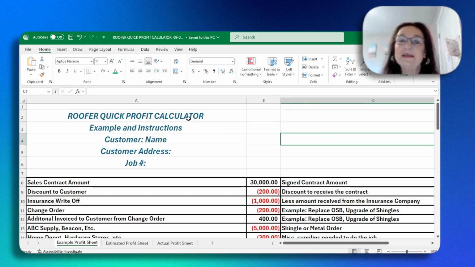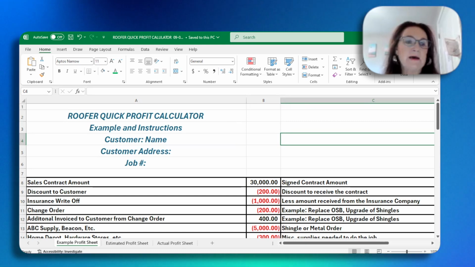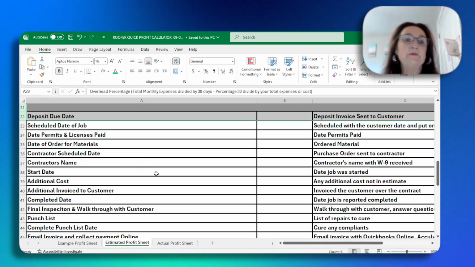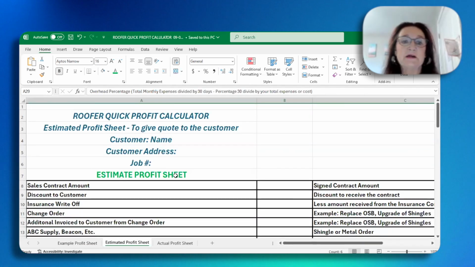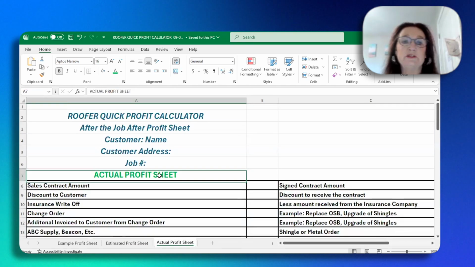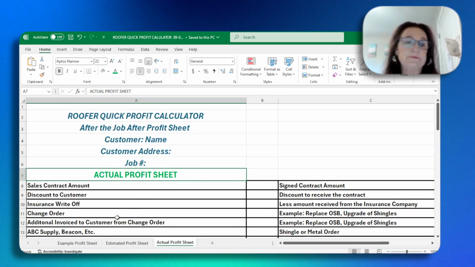What I have is 3 different sheets on this spreadsheet. You have an example profit sheet that I've pre-filled out for you so you know exactly how to fill yours out. And then I have an estimated profit sheet, and you'll see at the top so you know where you are. And then we have an actual profit sheet, so you can see after you finish the job how you ended up with your numbers.